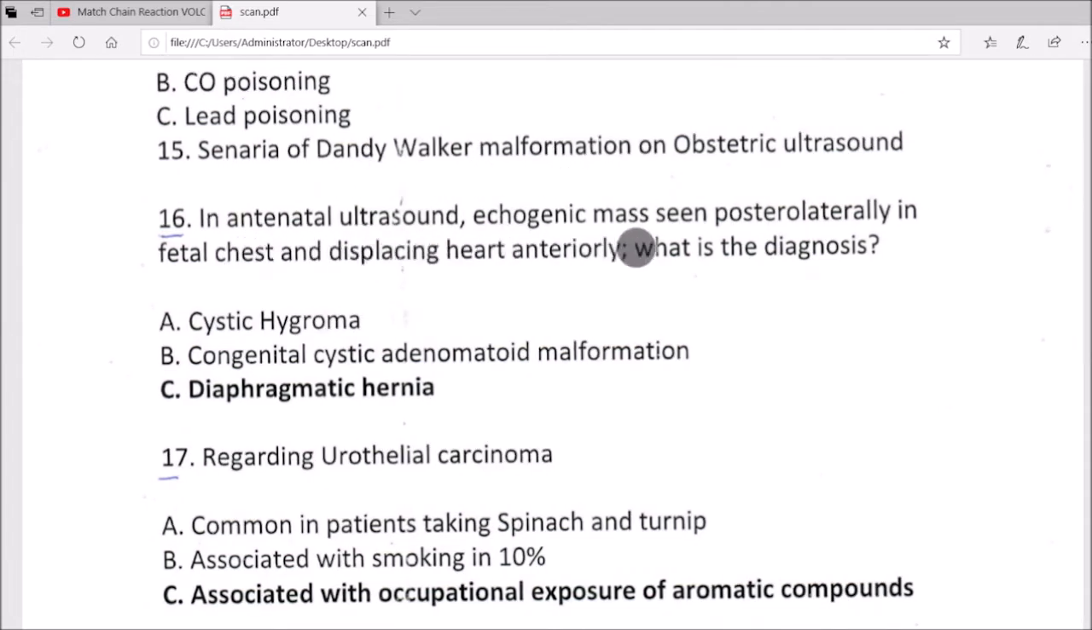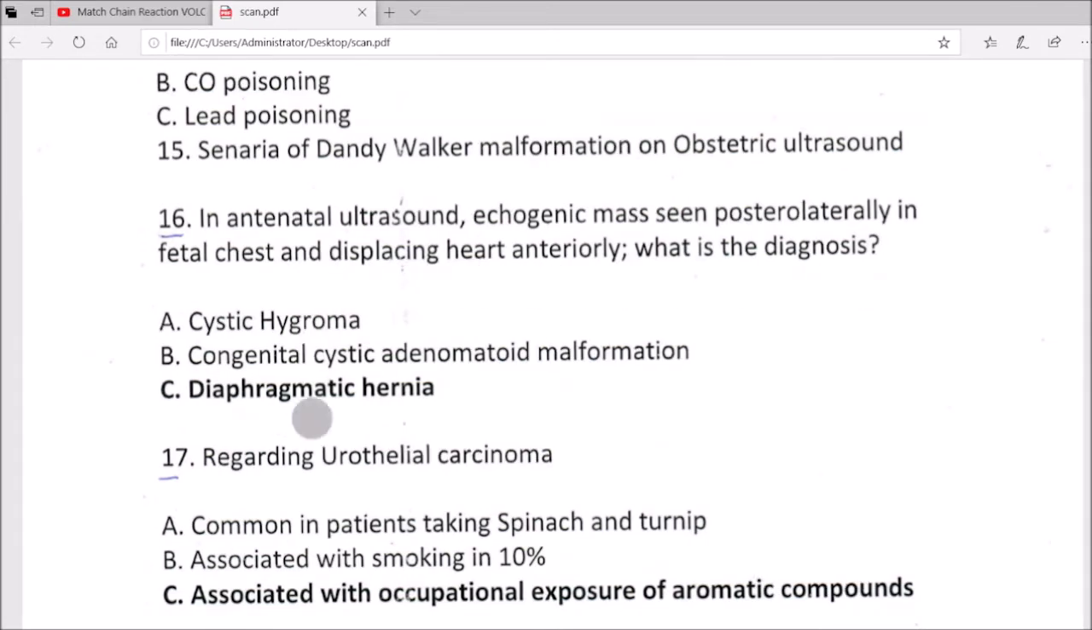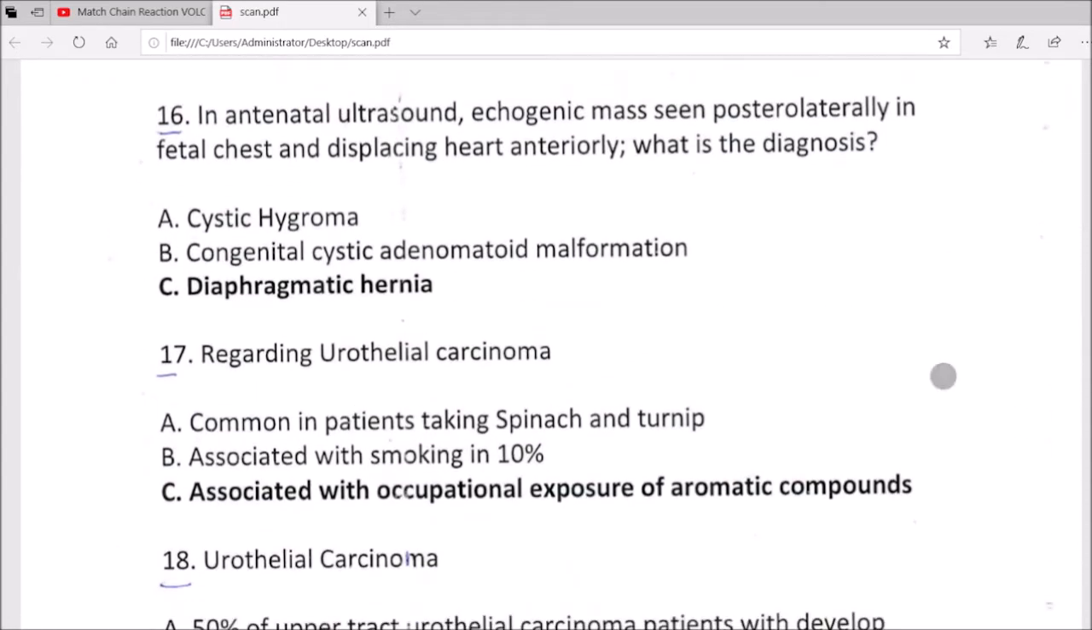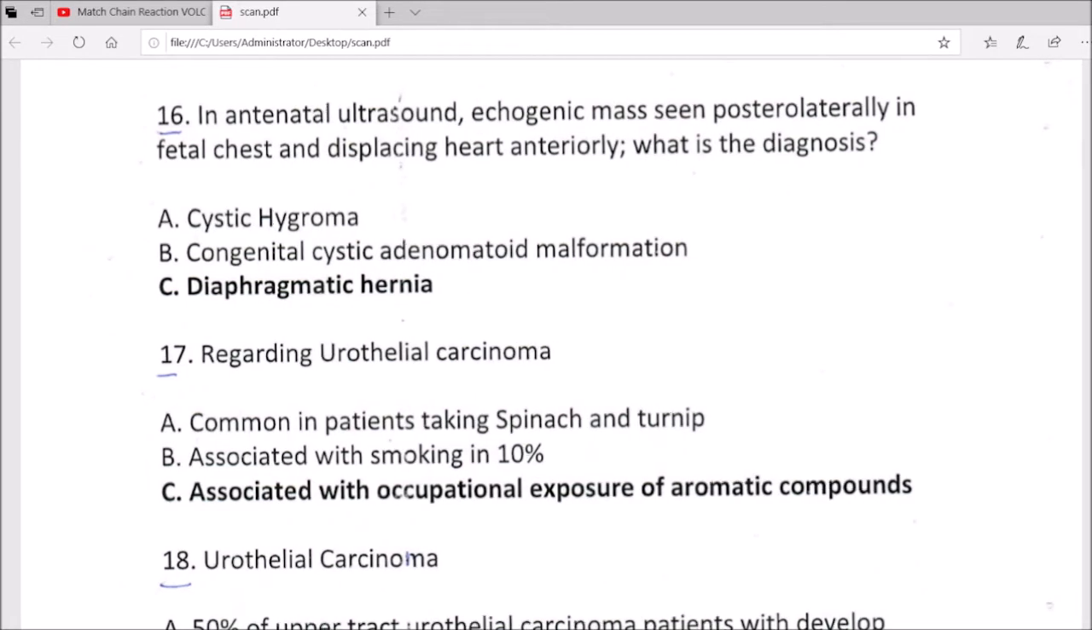16. On obstetric ultrasound, an echogenic mass seen posteriorly in the fetal chest and displacing the heart anteriorly is diagnosed as diaphragmatic hernia.